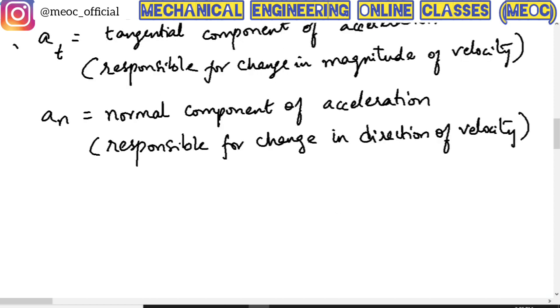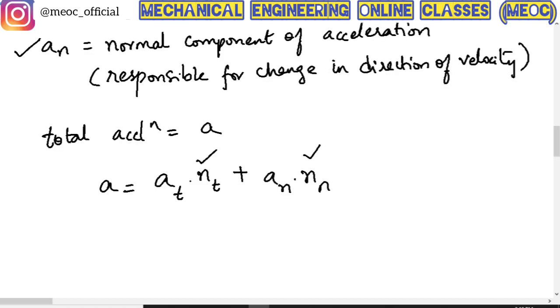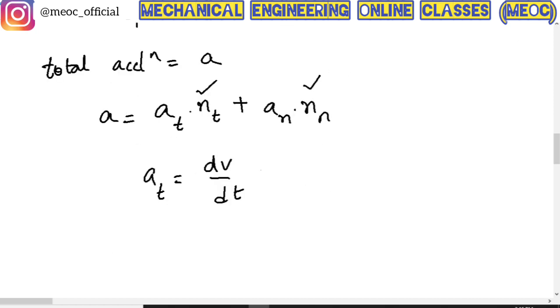So at and an are the components of acceleration, the total acceleration. Let the total acceleration be a. So we can write the total acceleration a as at dot nt plus an dot nn. These are the unit vectors along tangential and normal directions. Where at is nothing but dv by dt and an is given as v square by rho, where rho is the radius of curvature.